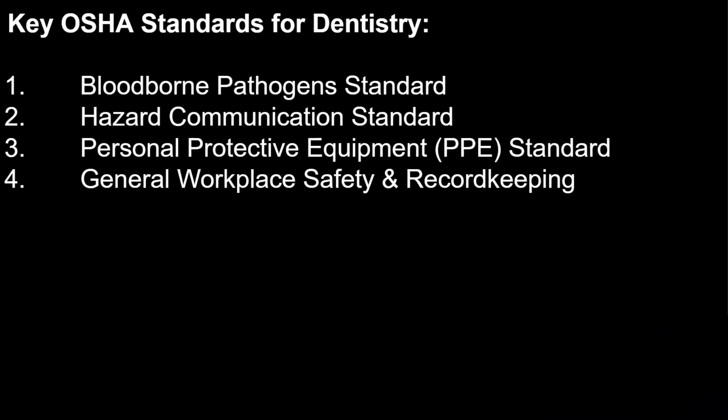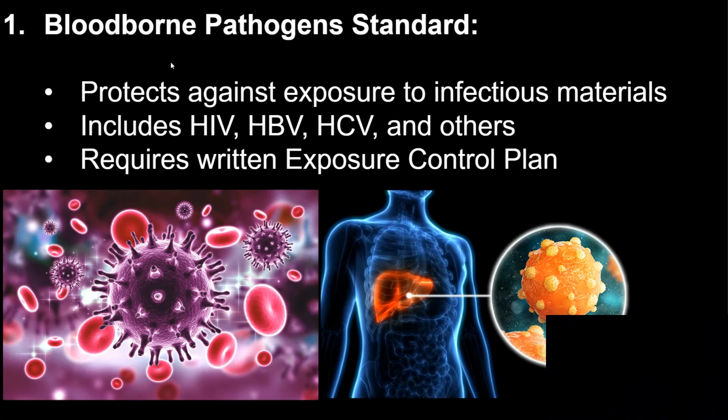And number two is the hazard communication standard. How do you manage the toxic material in the dental industry? Number three is the personal protective equipment. What kind of equipment do we need to have when you deal directly or indirectly with patients? Then workplace safety, and you've got to keep the records. So very important.